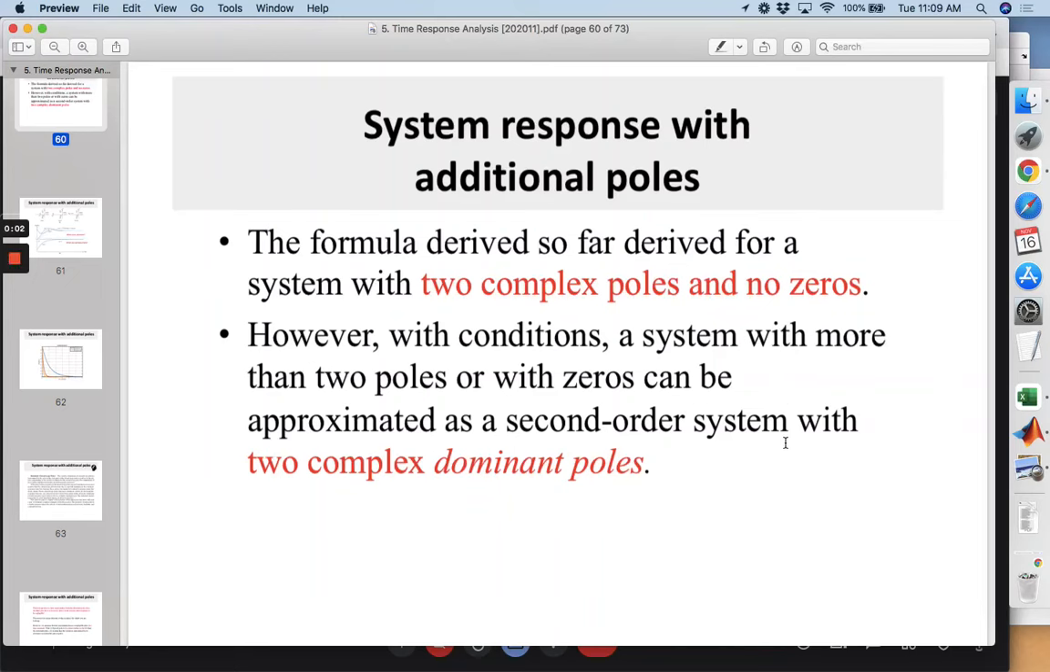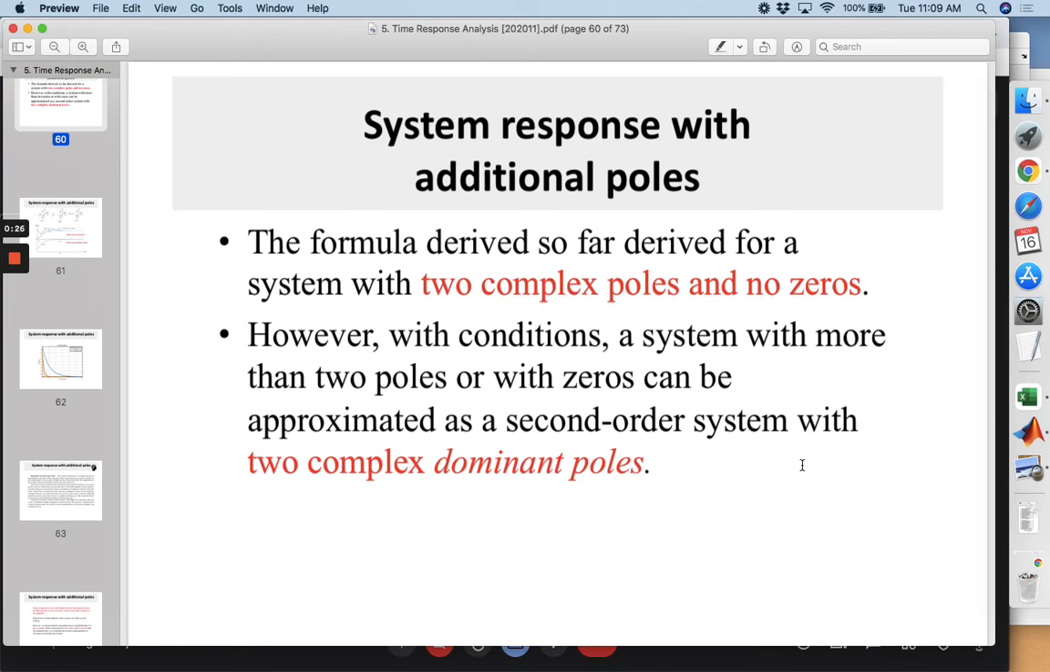Okay, now we proceed with our lecture on system response with additional poles. So far, what we discussed is the second order system with only two complex poles but no zeros.